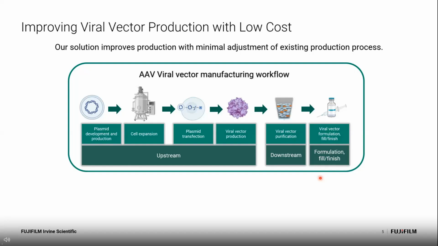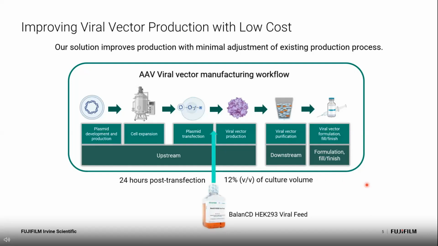Therefore, our solution is to introduce a feed media that could be compatible with various viral vector production platforms in a fed batch format. With a simple addition of balanced HEK293 viral feed 24 hours post-transfection with 12% of the culture volume, it will improve viral vector production yield with minimal cost.